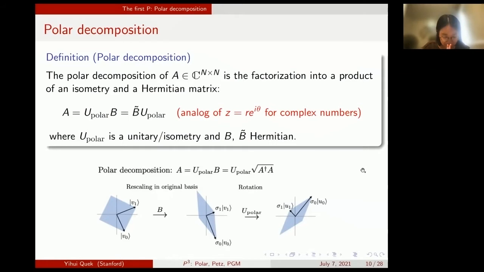So the polar decomposition is kind of like implementing this linear transformation in two steps, where the first step is this B, and the second step is this U polar, where the U polar actually does a rotation.